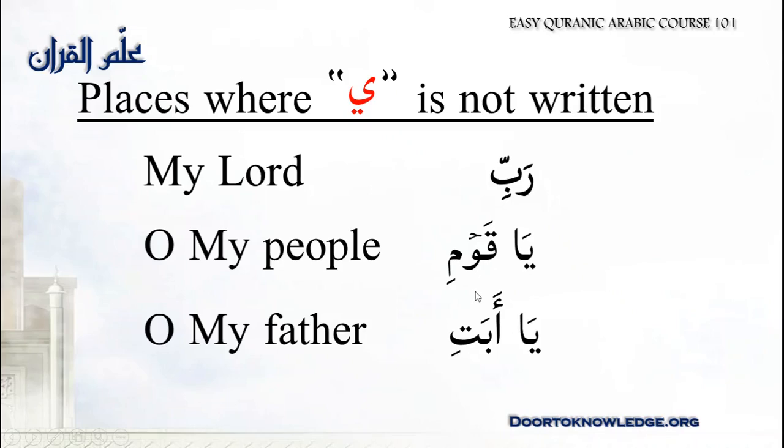Ya qawmi, O my people. Zir or kasra shows us there's ya. So ya qawmi, O my people. Ya abati, O my father. Again, there is ya after the ta. Ya abati. So this zir shows us there is ya, meaning my. Ya abati, my father.